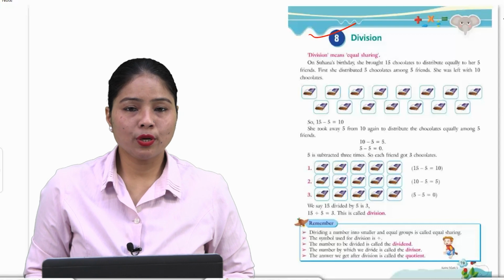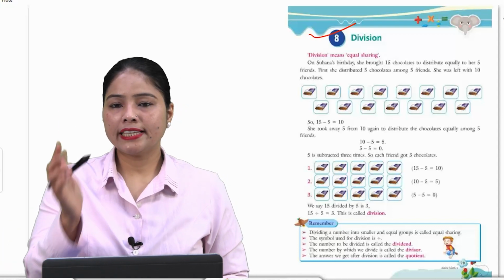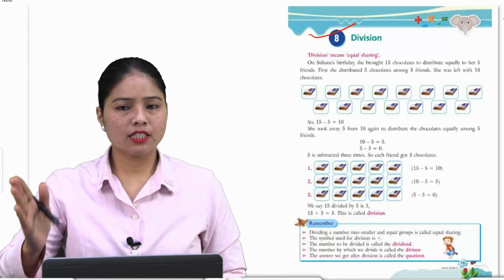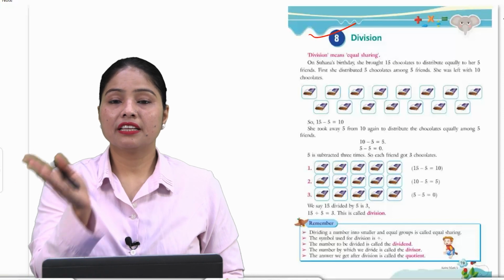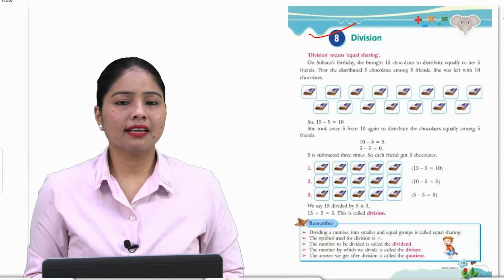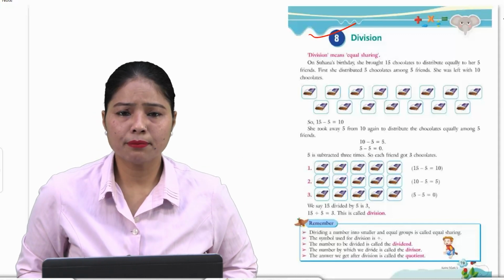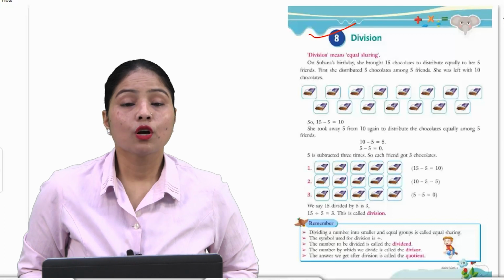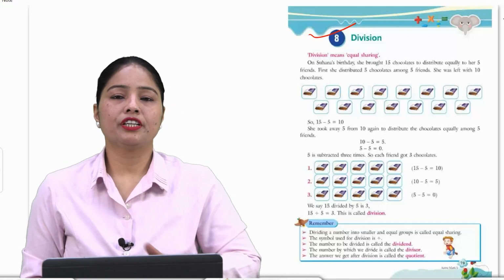Okay, I hope you understood. So these are the pics of some chocolates. So पहले क्या हुआ 15 minus 5 is equal to 10. Then 10 minus 5 is equal to 5. Then 5 minus 5 is equal to 0. Means nothing is left. हम कह सकते हैं कि 15 divided by 5 is 3. 15 divided by 5 is equal to 3. This is called division.